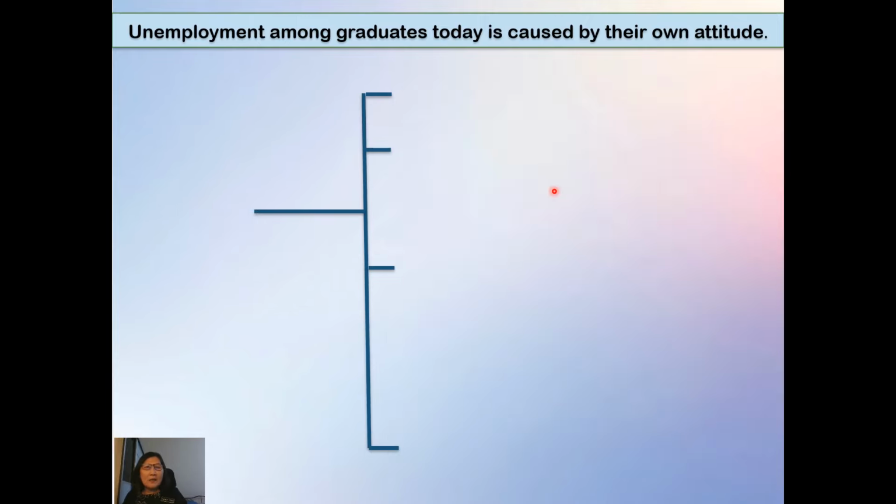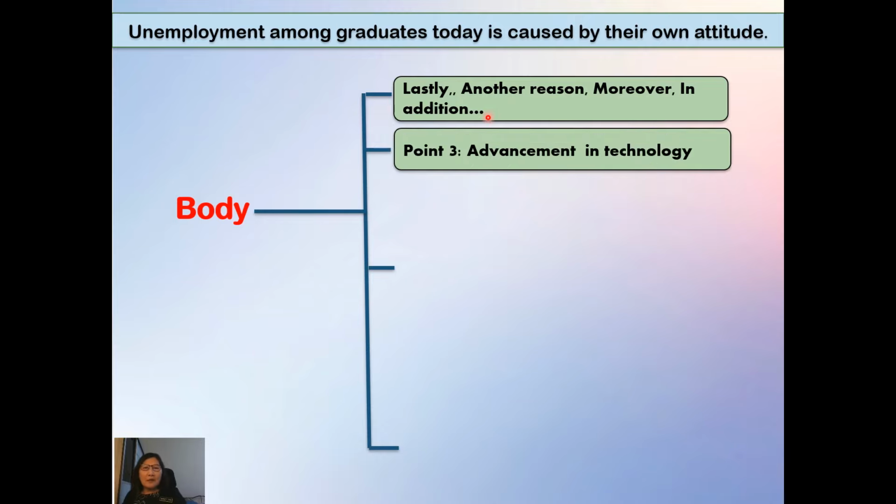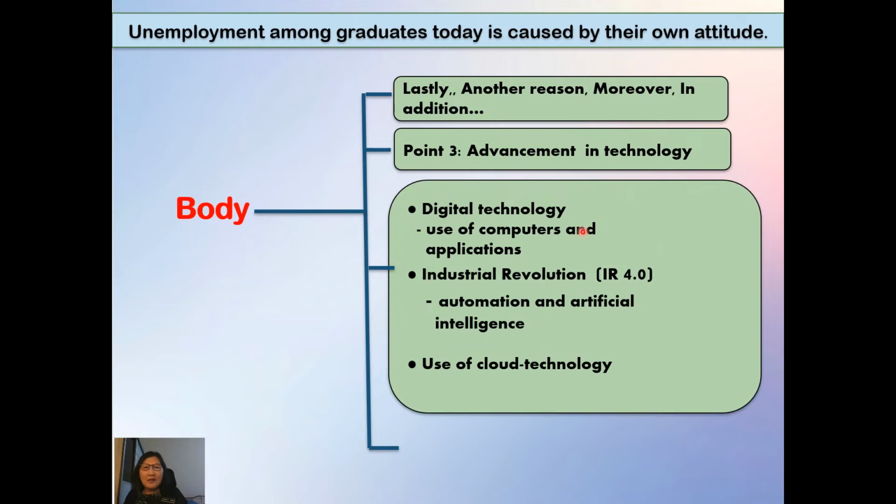Then we look at the third point, right? And again, we start off with a linker. Since this is the last point, you can use lastly, or you can use another reason, moreover, in addition, etc. Right, then you put in your third point, which is advancement in technology. So what does this mean? You have to explain by providing supporting details.